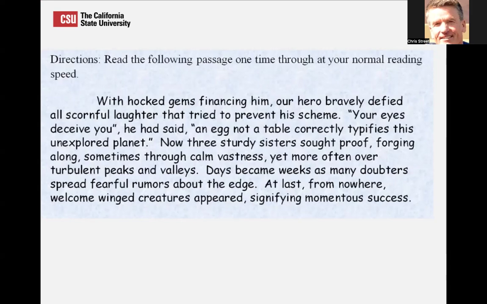"Days became weeks. There were fearful rumors about the edge." What? The edge of what? The earth. "And then at last, winged creatures." If you're out at sea and you see birds, you know you're close to shore.